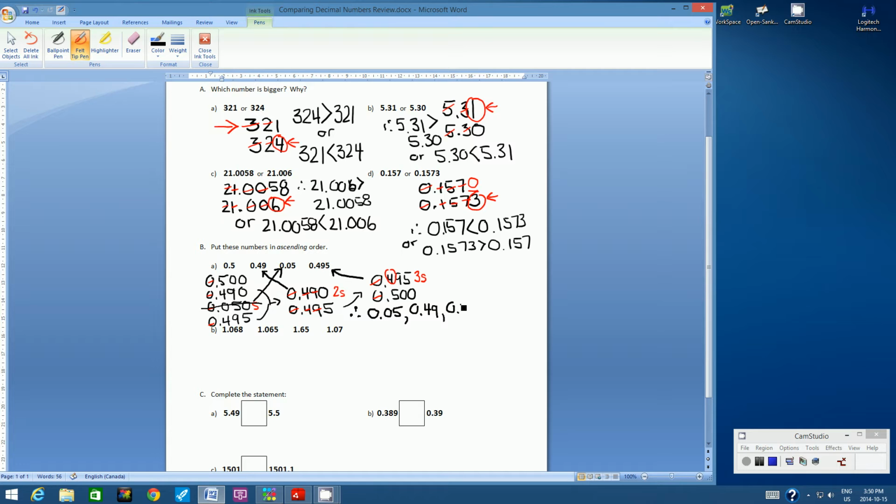So 0.495. And then the last number is this number over here, but it wasn't written as 0.500, it's written as 0.5. So 0.5. I've got my therefore statement. I've written these numbers in ascending or numerical order: 0.05, 0.49, 0.495, and 0.5.